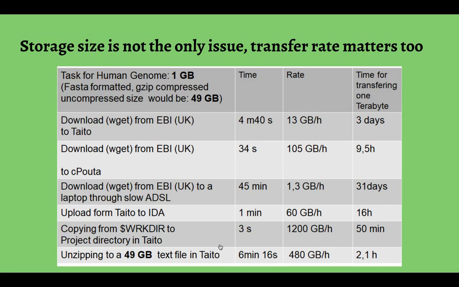Well, this is not an issue as long as the files are small ones, but then in the last column in this table, I have the kind of scaled time: if my data set would be 1 terabyte, how long would it take? So now you can see that the difference is quite big. I could get the same 1 terabyte downloaded to cPouta in half a day, but to my home computer it would take 1 month to get the data.